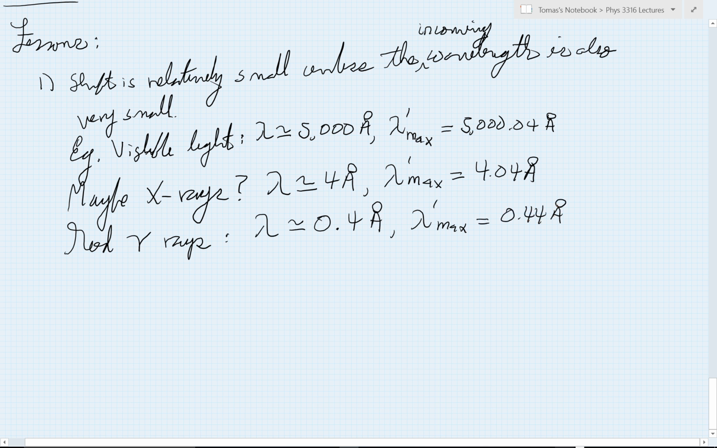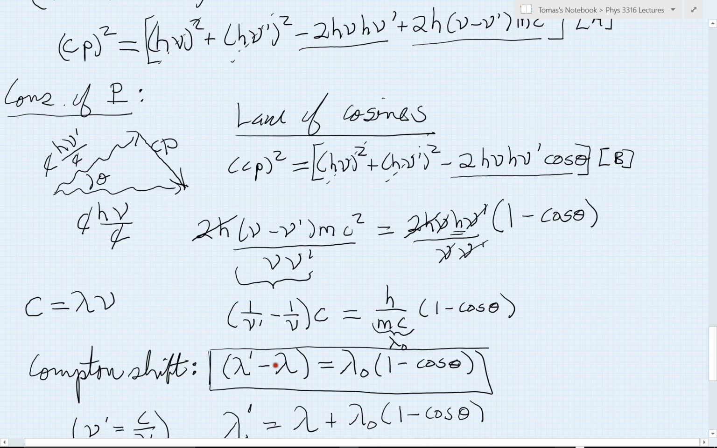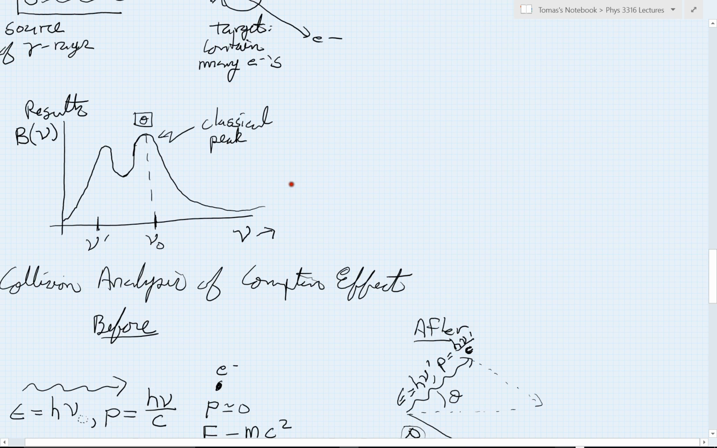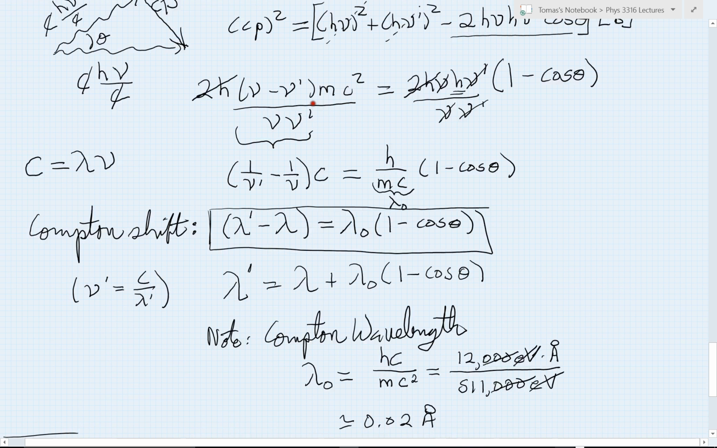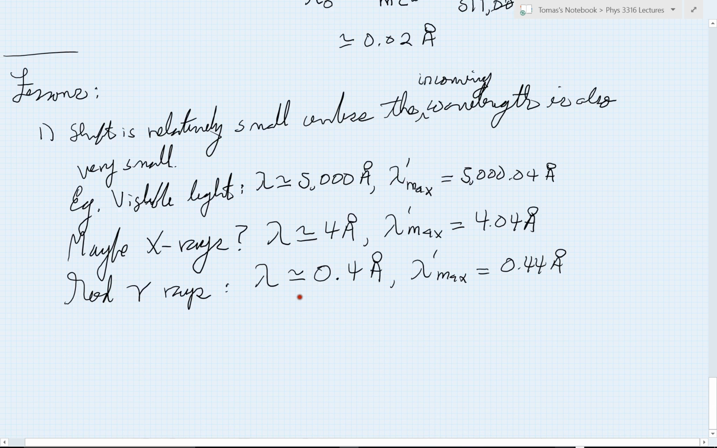And at that point, okay, right? At that point, it's a 10% change going from 0.4 to 0.44. You might be able to begin to resolve this. So this helps explain why this effect would not have been noticed before.